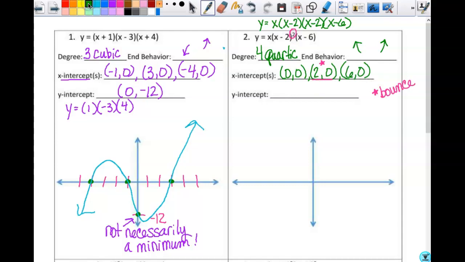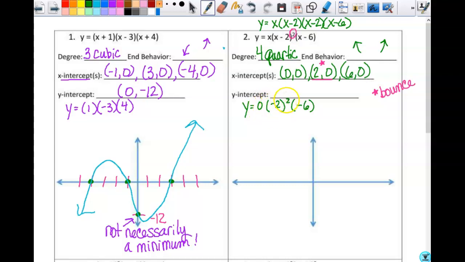Then I'm going to find the y-intercept. So y is equal to, and then I substitute in zeros, so it's 0 times negative 2 squared times negative 6. So since it's 0 times all of that, it's clearly going to be 0. But let's just talk about what if it wasn't. What if this was 1 or something?